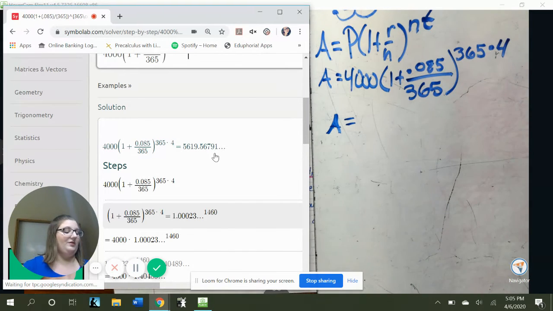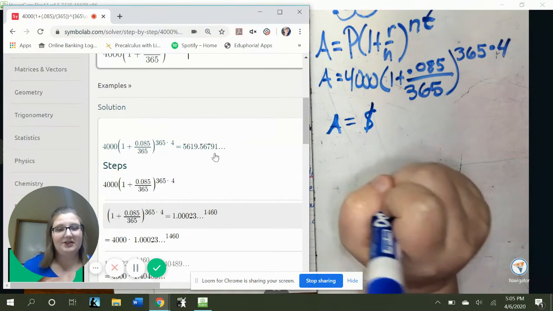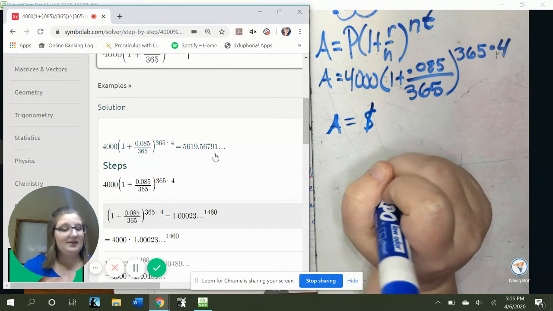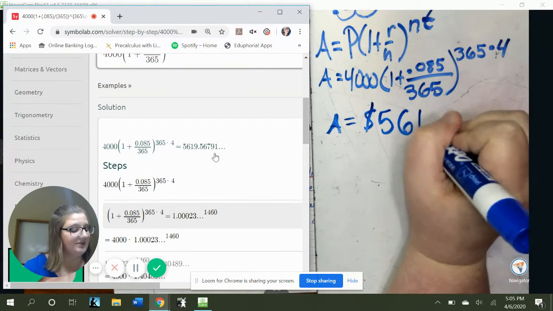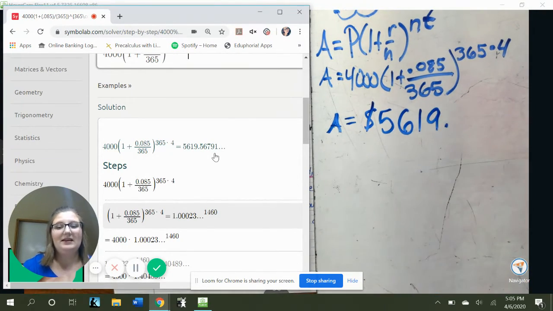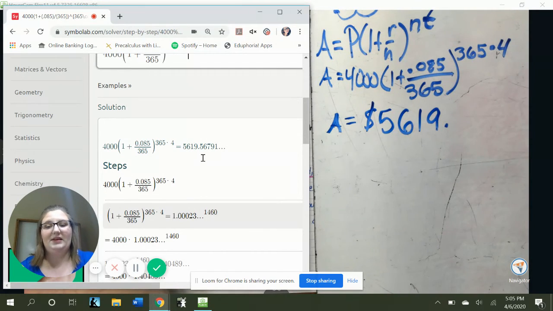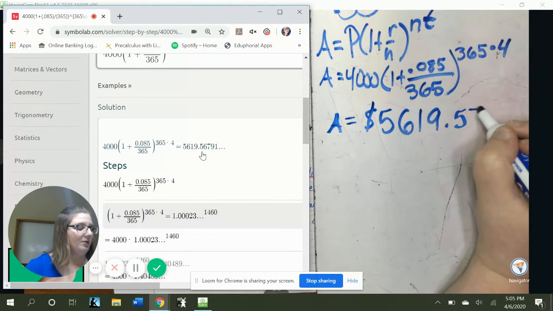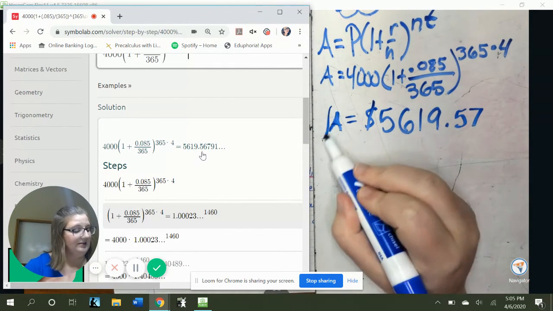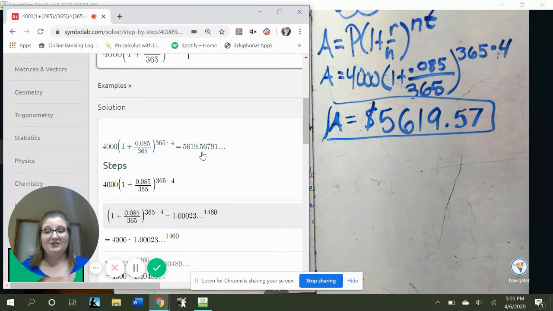So I'm going to go over and write this to the side, but remember we're talking about money since we're talking about interest. So I'm going to need a dollar sign for my amount. Then I write the number in front of the decimal, 5619 point, and then I'm going to round to 2 decimal places. So I had 567. Looking at the third decimal, since that's a 7, that tells me my 6 needs to round up. So instead of 0.56, we're going to round up to 0.57. So this would be the final answer.